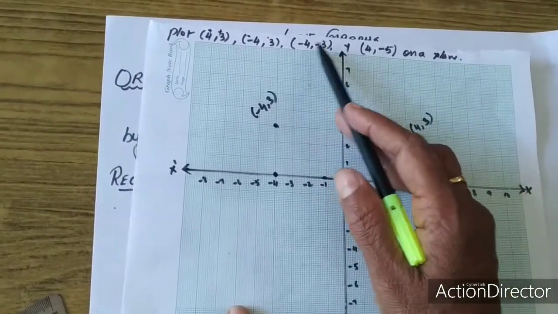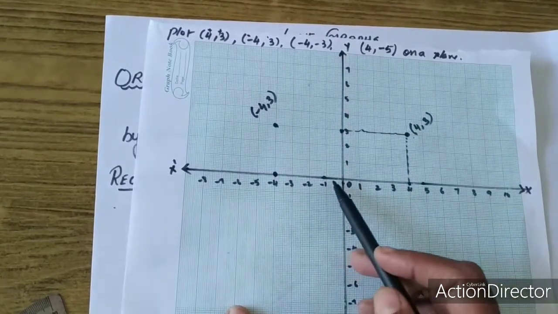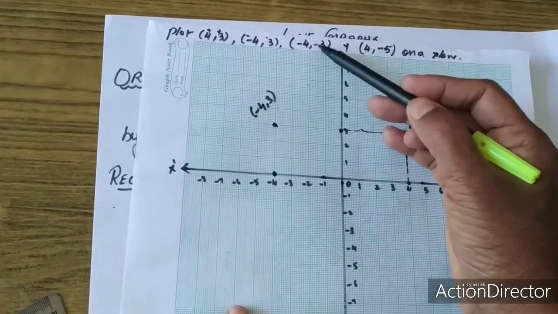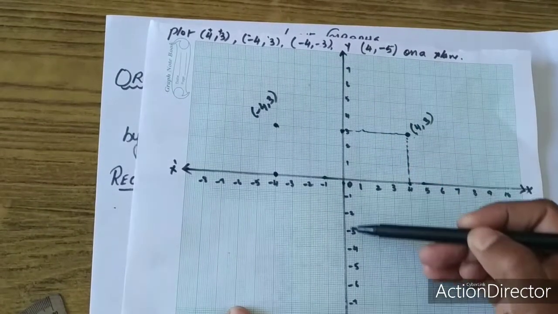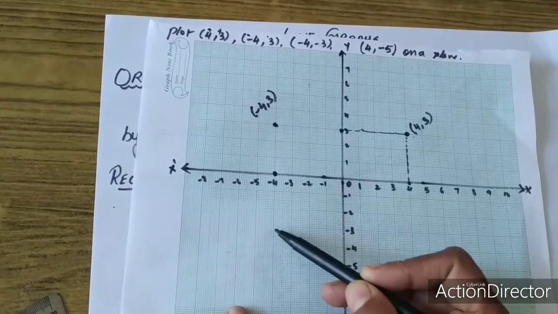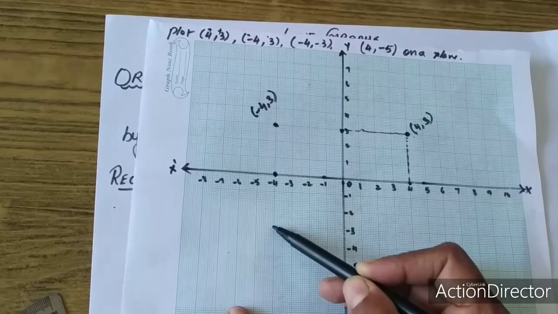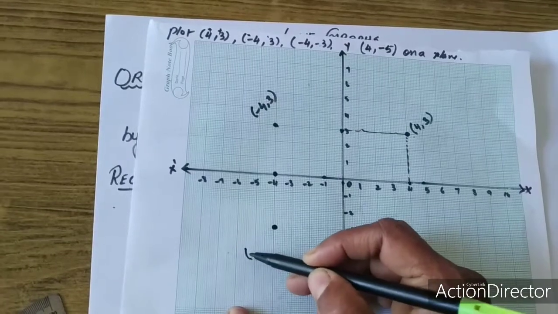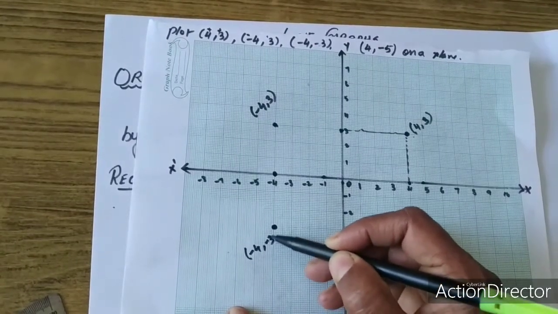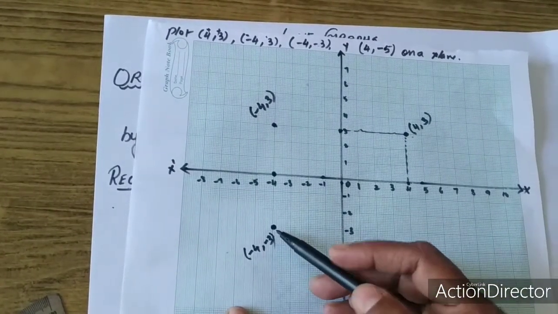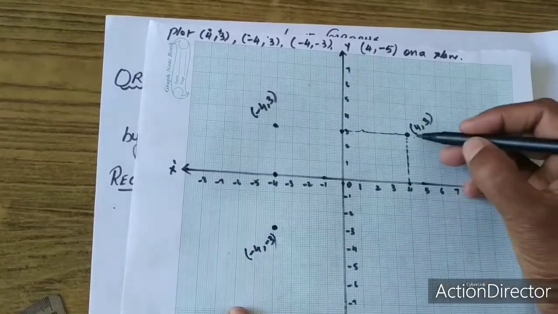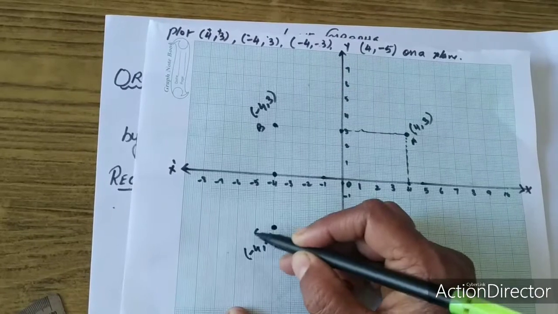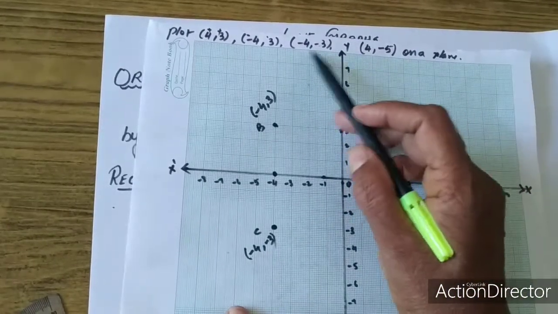Third one, minus 4, minus 3. So minus 4 from the x-axis and minus 3. Don't forget to see here minus 3. So minus 3 falls on the y-axis. The point where both these coordinates meet is this point. So you name this as minus 4, minus 3. Plot the point over here. Next you can also name them A, B, C, and let us see the fourth one.